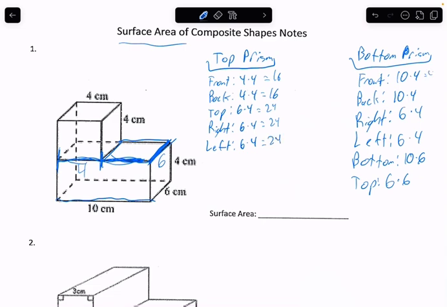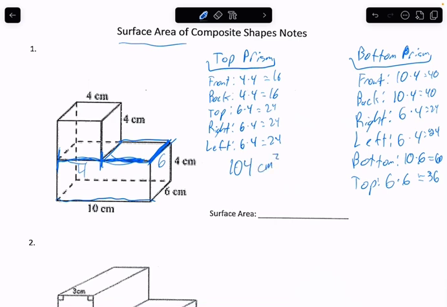And then we get 40 over here, 40, 24, 24, 60. Okay, so if we add all those together, for the top prism, we're going to get 32, 48, that would be 80, and then we get 104, and then this would be centimeters squared over here for the top prism.